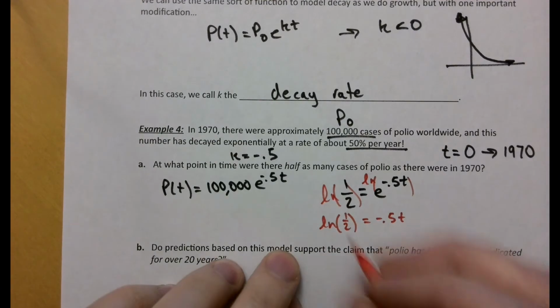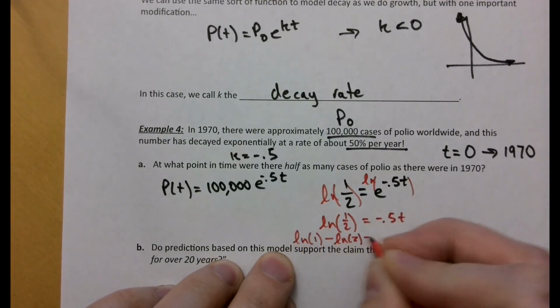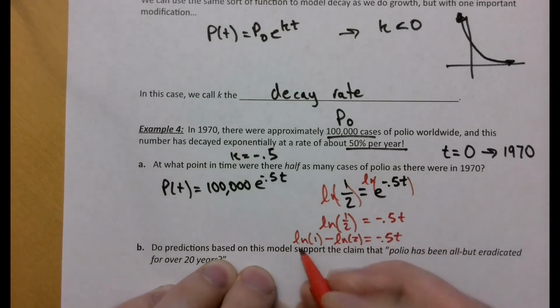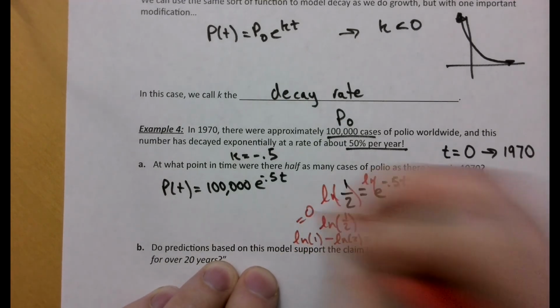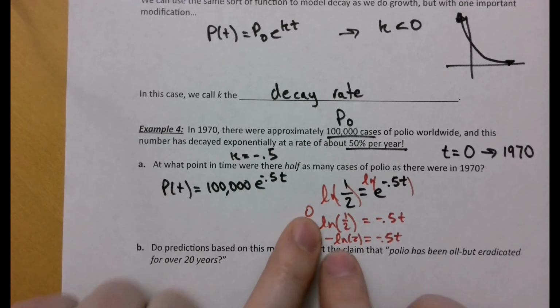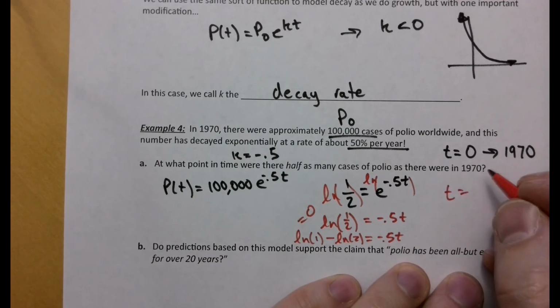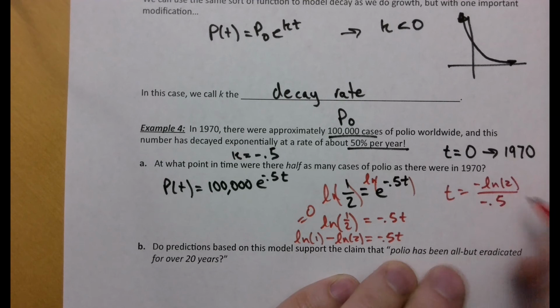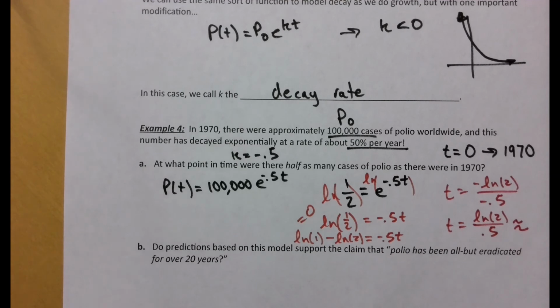By the way, if we wanted to, we could write this as natural log of 1 minus natural log of 2 equals negative 0.5t. We know what natural log of 1 is equal to: that's 0. And so really, this is just negative natural log of 2. Whatever, you can write it either way. It doesn't matter to me. We're going to end up with negative natural log of 2 divided by negative 0.5, so really t equals natural log of 2 divided by 0.5, because those negatives cancel out.